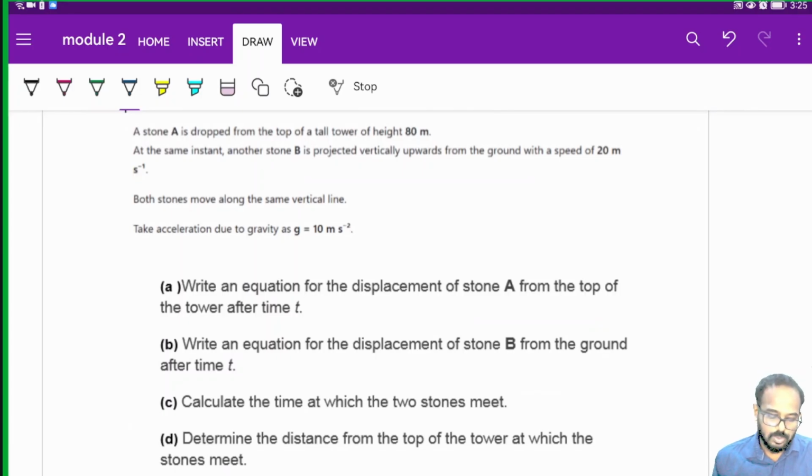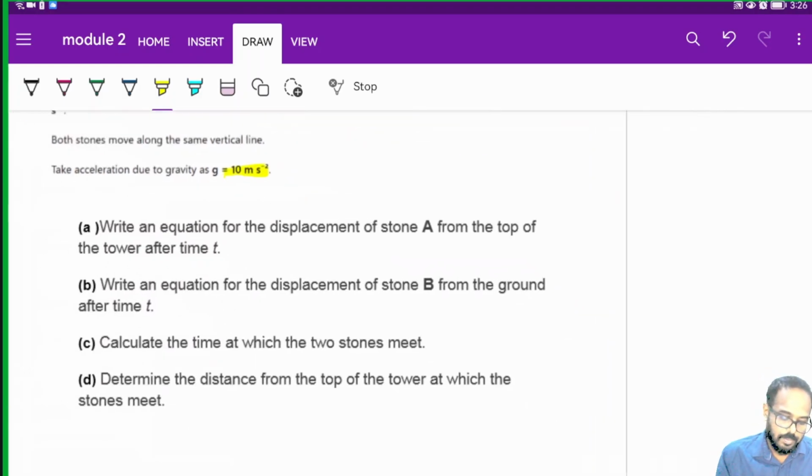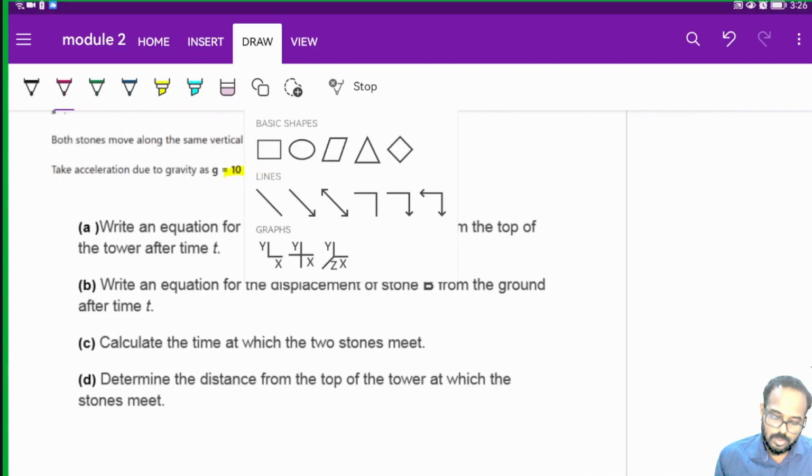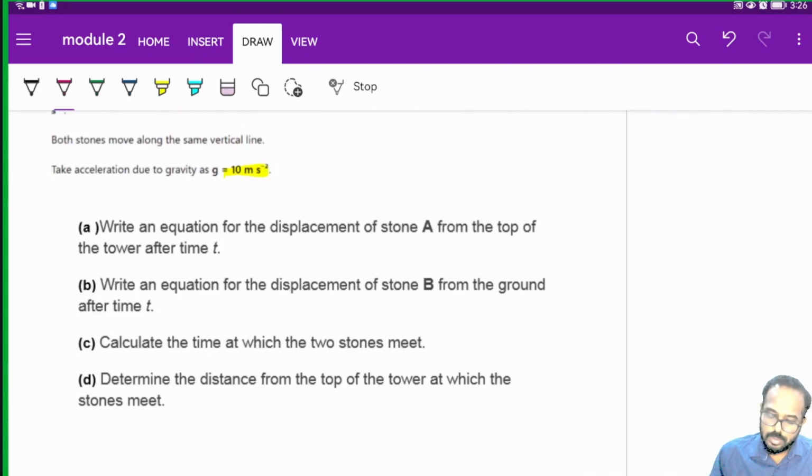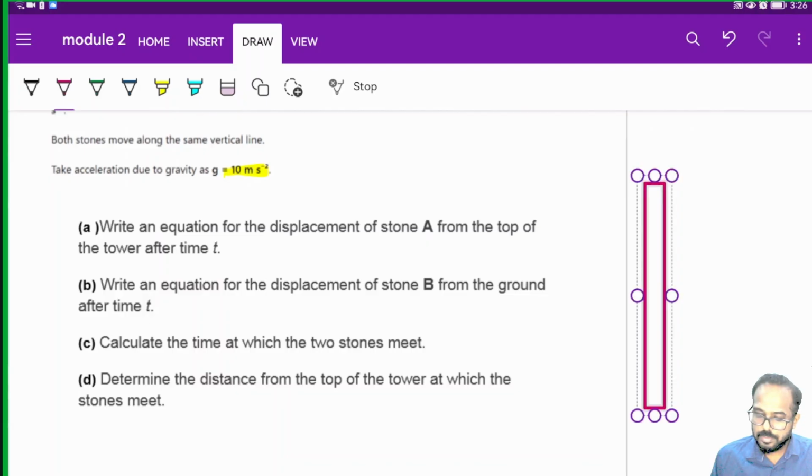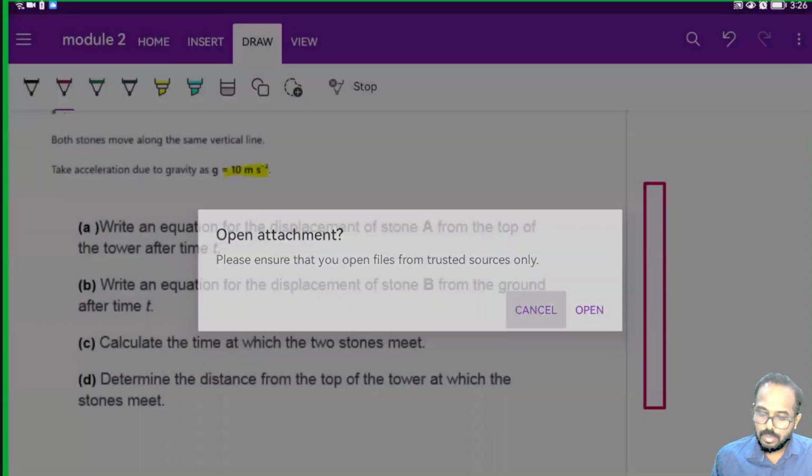Okay, now I am going to solve this. A stone A is dropped from the top of a tall tower of height 80 meters. At the same instant, another stone B is projected vertically upwards from the ground with a speed of 20 meters per second. Both stones are moving in the same vertical line. You can take the acceleration due to gravity as 10 meters per second square. See, this is the situation. You consider a tall tower.